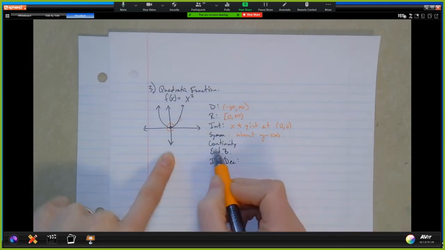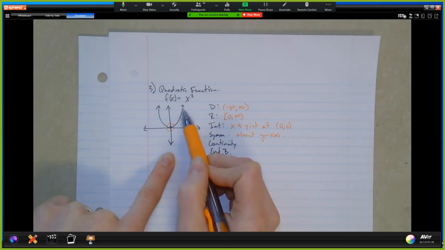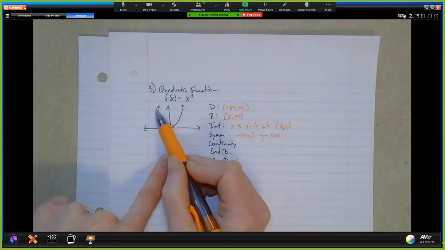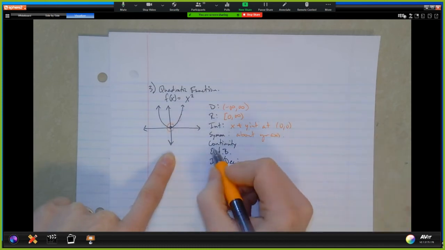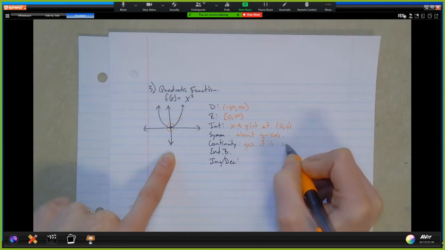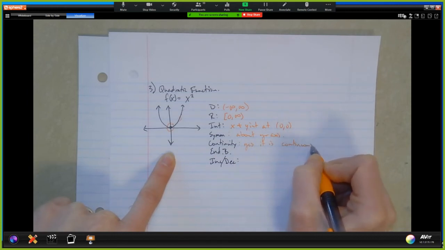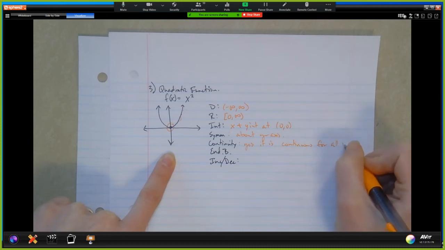Okay, continuity, right? If we put our pencil down, that's our definition of continuity. If we put our pencil down and never have to lift it up to draw the rest of the graph, we would say, yes, it is continuous for all x's.